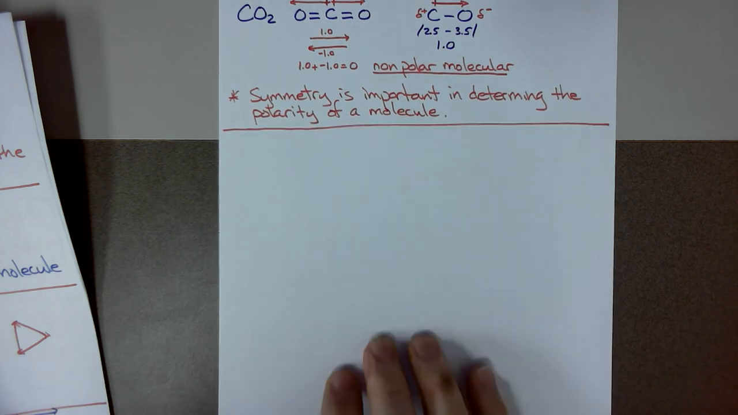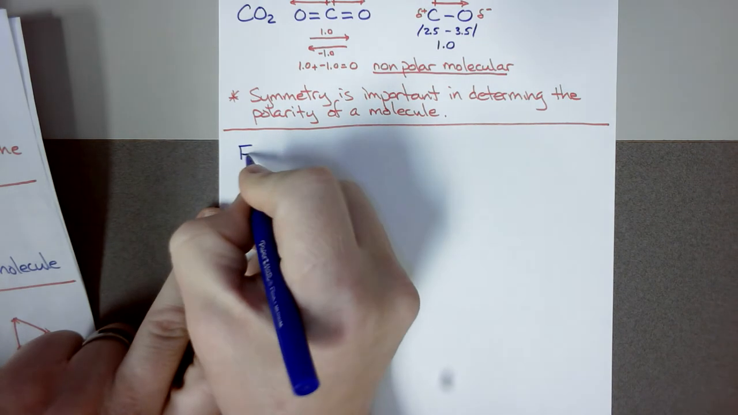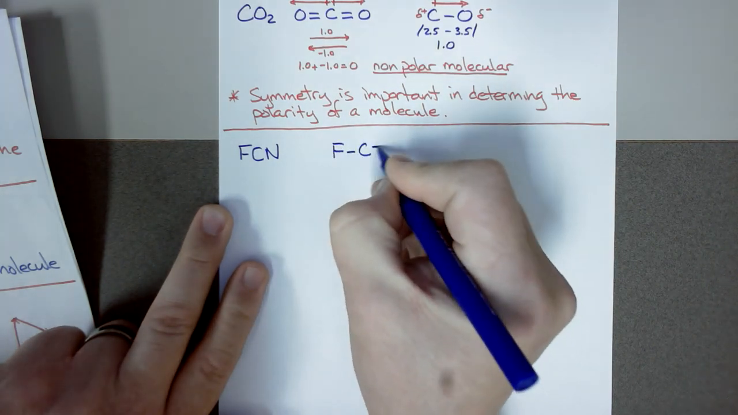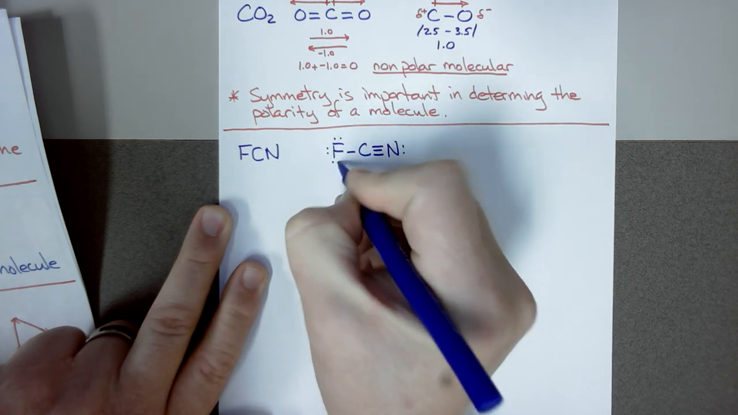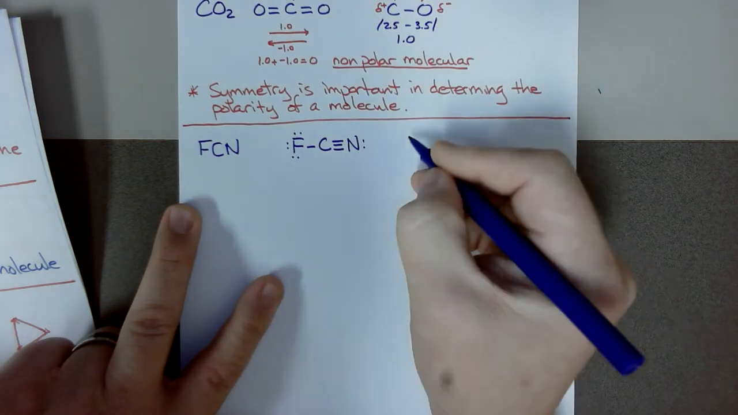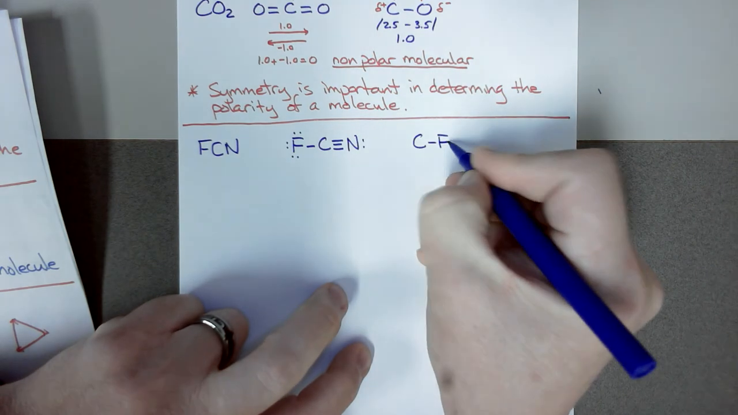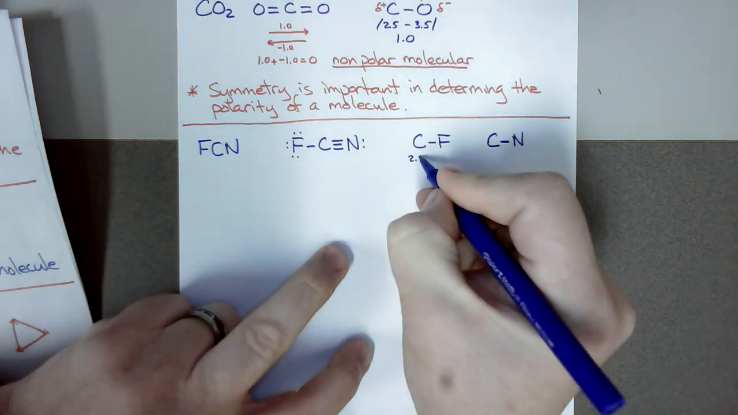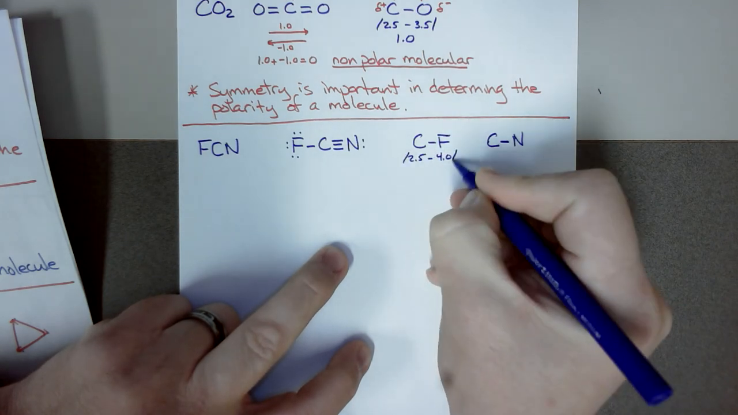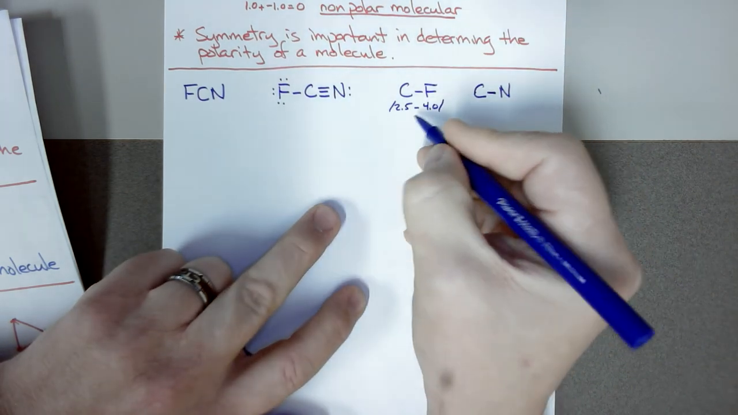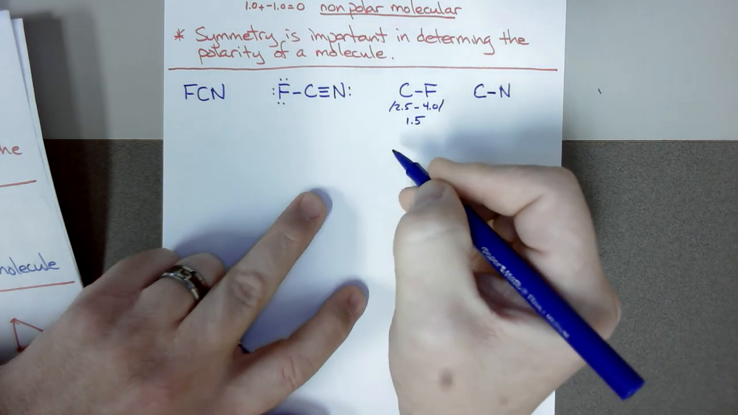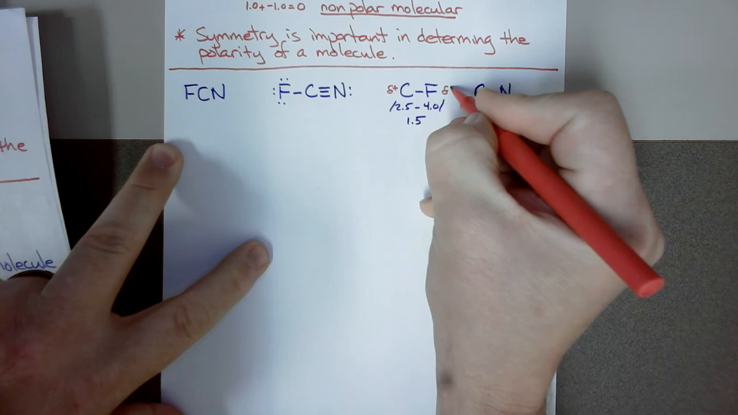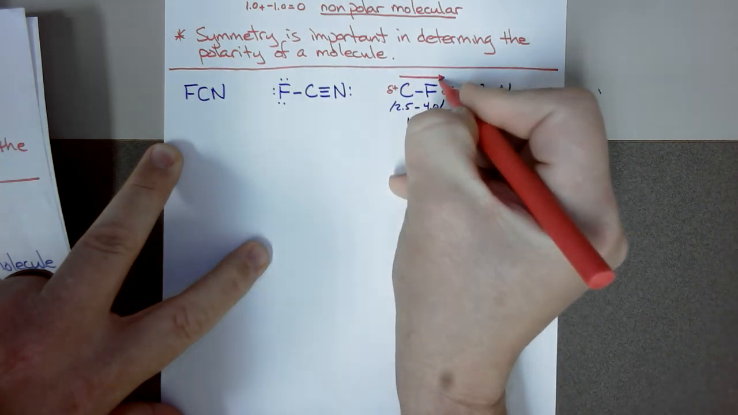In this case, we're going to look at FCN. The Lewis structure for FCN is F, C triple bond N. So I have to look at two different types of bonds: the carbon-fluorine bond and the carbon-nitrogen bond. Now carbon is 2.5 and fluorine is 4.0, so this difference is 1.5. So it is a polar bond, and if we look at it, we have a partial positive here, a partial negative here, and we have a dipole vector in that direction.